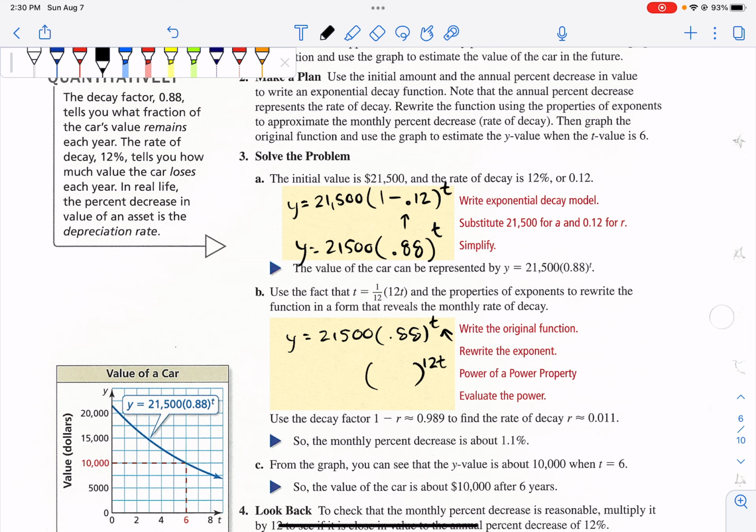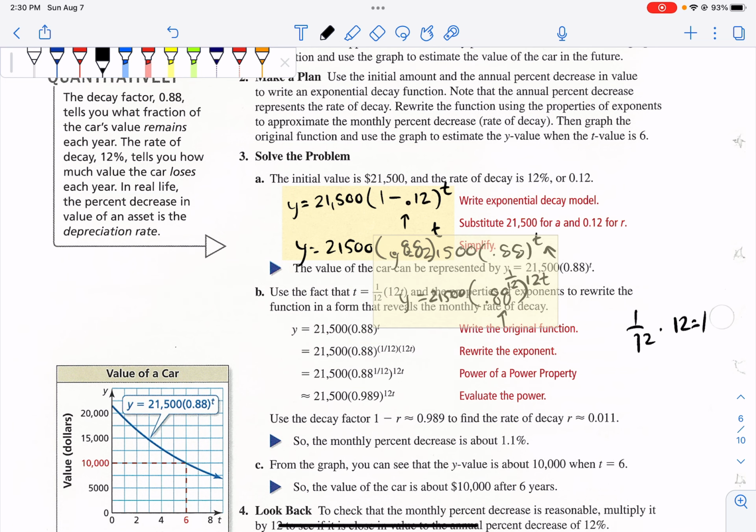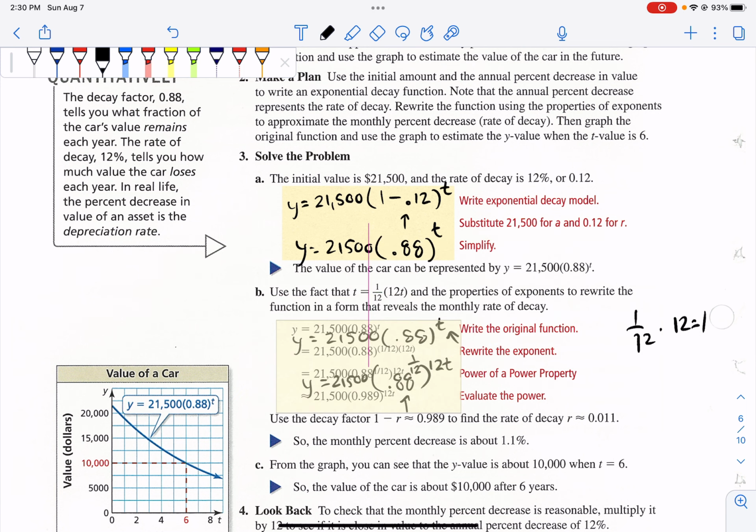I can't just change that to a 12. If I change that to a 12, this one on the inside, I have to change to a 1 over 12, right? Because isn't 1 over 12 times 12 just 1? So I'm just rewriting this to change it to a monthly value instead of a yearly value. So this 0.88 to the 1/12, I don't even know what that is. What is that in your calculator? 0.88 raised to the 1/12 is 0.989.